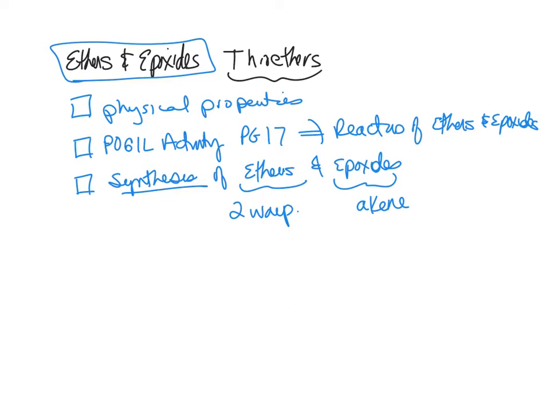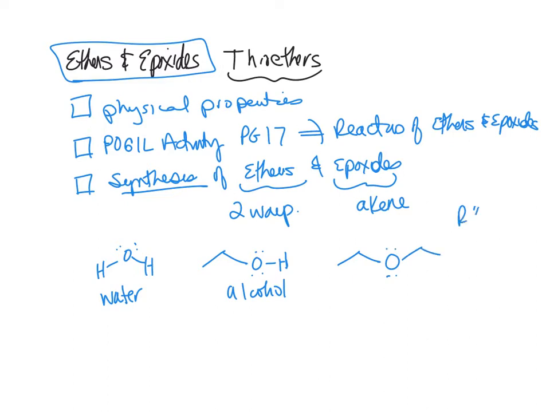Okay, so first, what is the functional group of an ether? So this is water. This is an alcohol. We've got water. We've got an alcohol. And if we replace one of those hydrogens with another carbon or an R group, we have an ether.